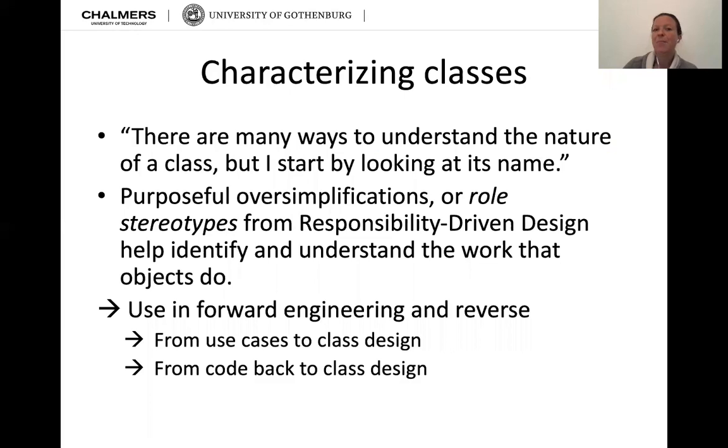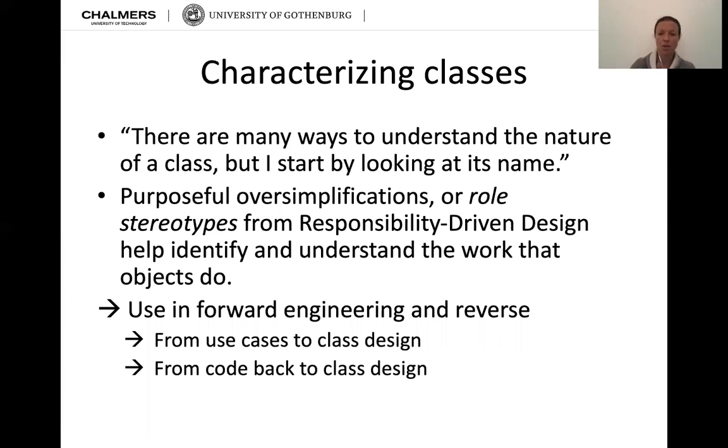She starts with saying there are many ways to understand the nature of a class, but I start looking at its name. Ideally, the name that you give a class is something meaningful, so that would give you a good understanding of what the purpose of the class is or what it represents. And then she goes on to explain that purposeful oversimplifications or role stereotypes from responsibility-driven design can help identify and understand the work that objects do. So there are role stereotypes that help us break down what the work of the objects is.